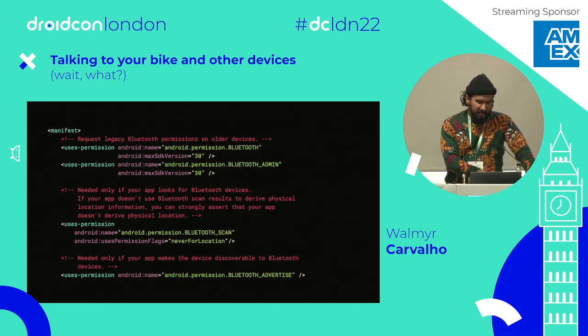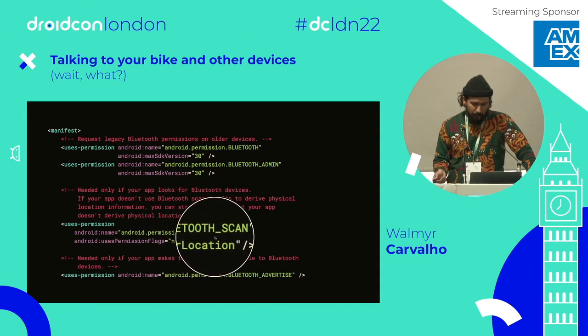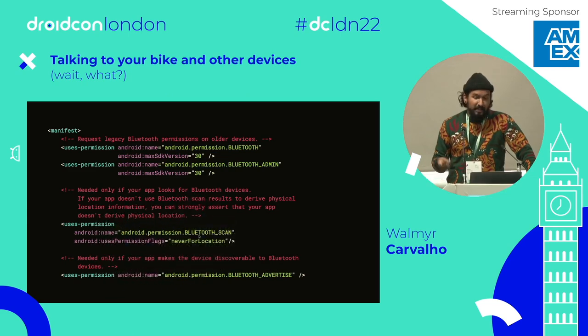Regularly, this is the way. You can define these permissions for legacy devices, and then in the new way, you can check this never-for-location flag. You can put this uses-permission flag, neverForLocation. That means that I'm not checking for the location of the user because it's a privacy matter. I don't want to connect to the device just to make sure that the user is there. I want to make my app as blind as possible in that matter.